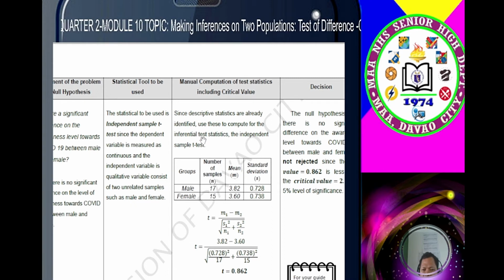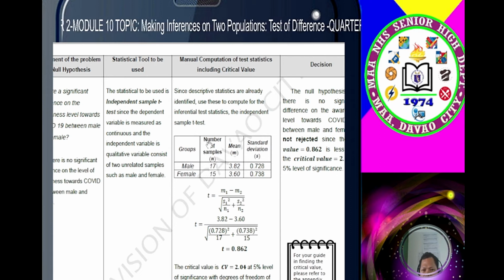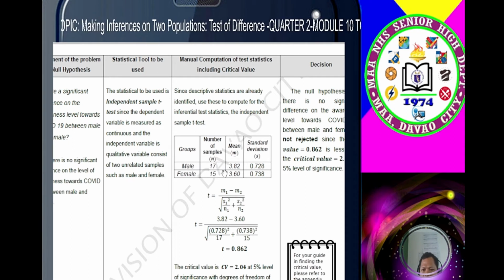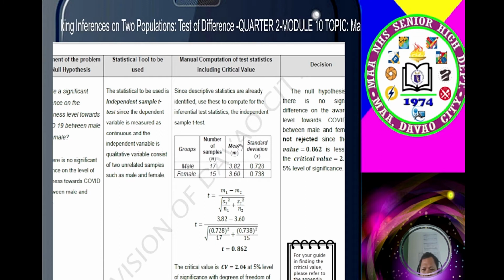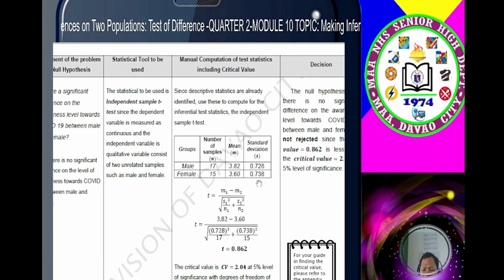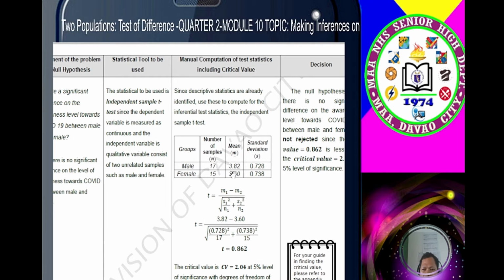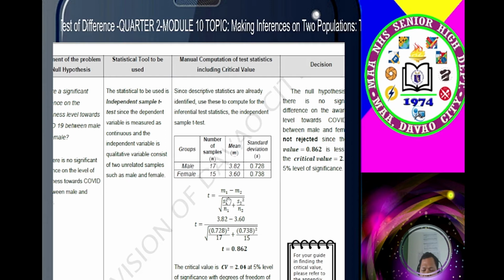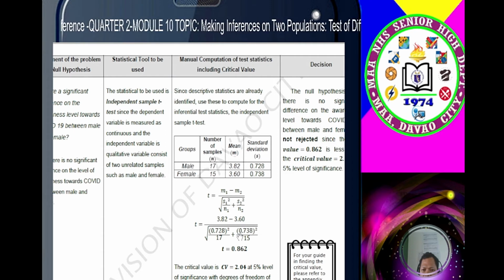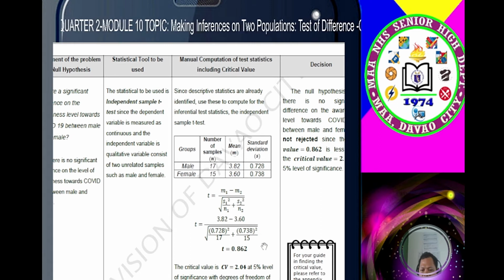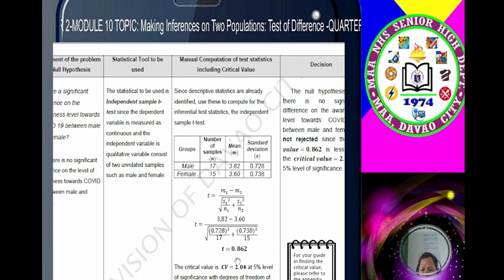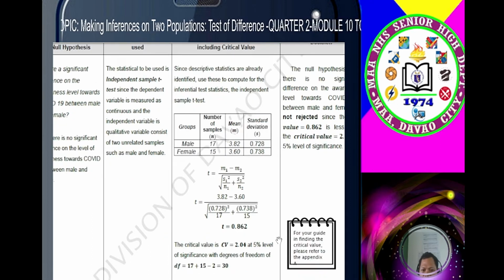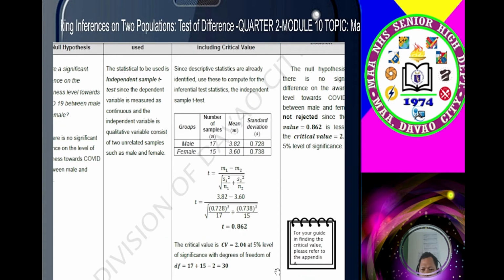Then let's summarize the data in this table. For male we have 17, female 15, our n, then our computed mean and SD from our previous example. This is the formula now of the independent sample t-test. Just simply substitute these values, and you will get here t, which is 0.862.